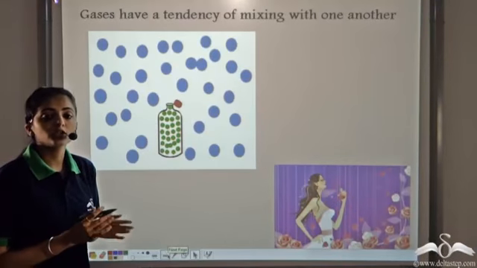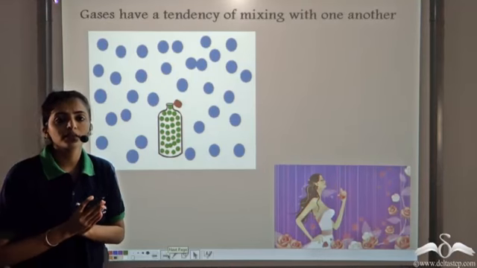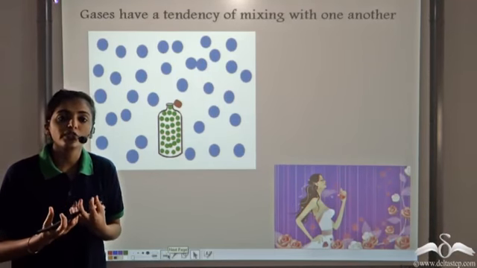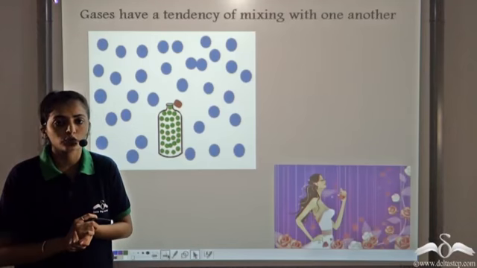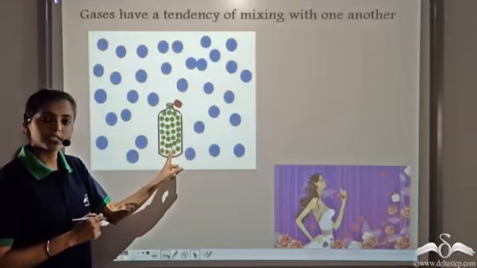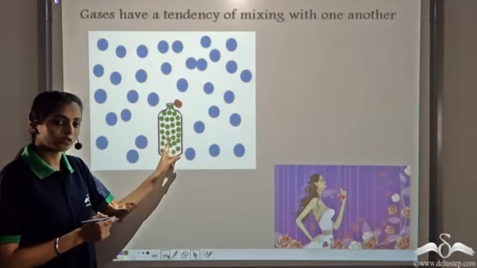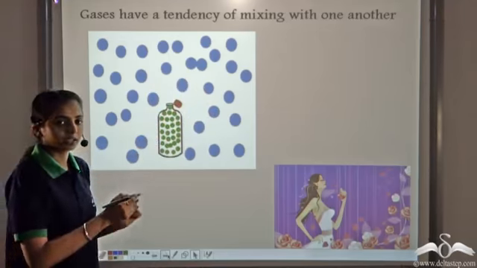Gases have a tendency to mix with each other. If a person is applying perfume in one corner of the room, you can get the fragrance standing in the other corner of the room. How is this possible? Say, if this is the perfume bottle, these are the particles of the perfume and these are the air particles.